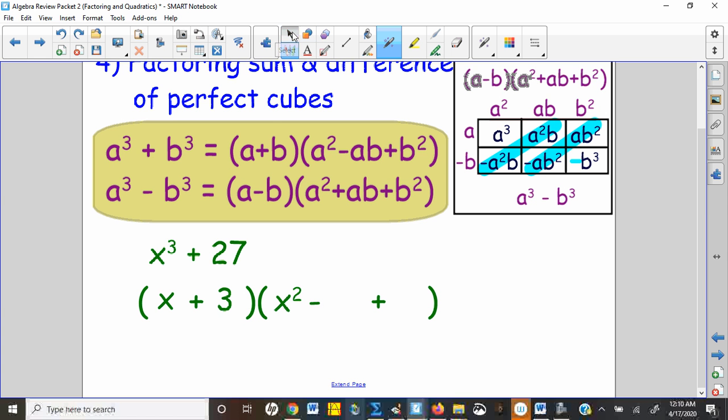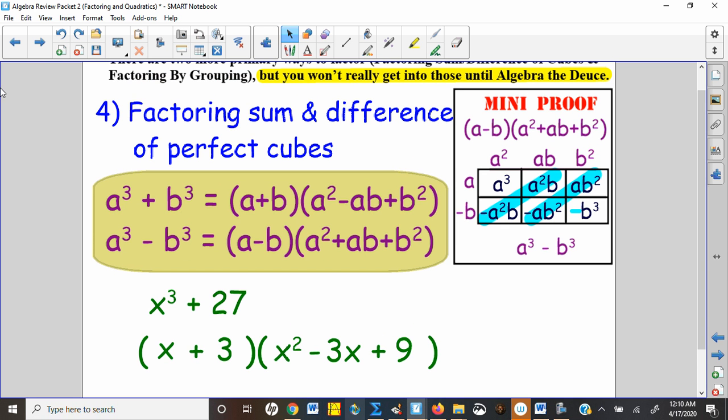To get that middle term, you just multiply these two things together. X times 3 is 3x, right? And then the last term is always positive, and it's just the second term, and it is squared. So that's how easy it is to use these formulas, but you definitely don't need them for this class. You will learn them next year.